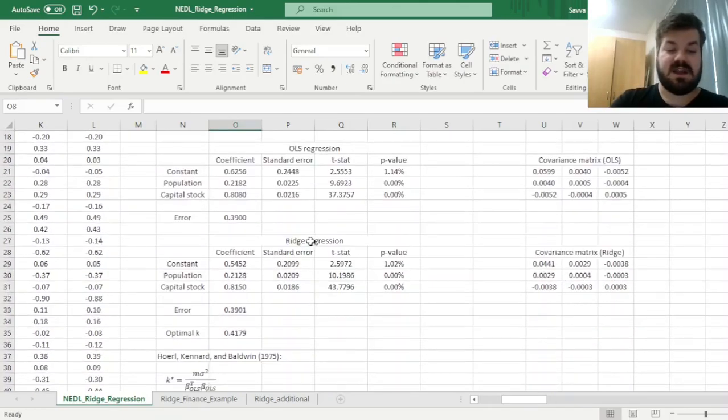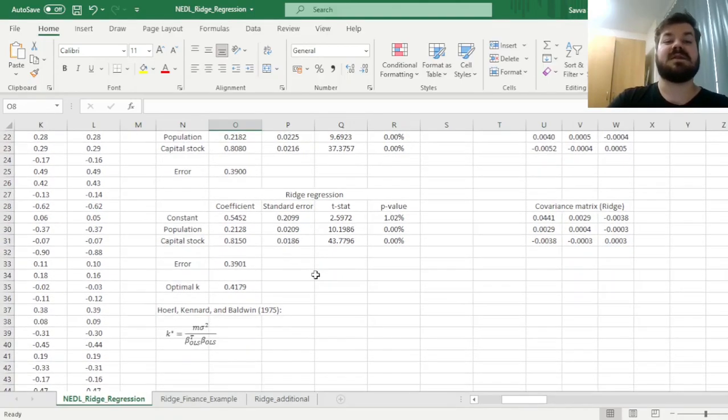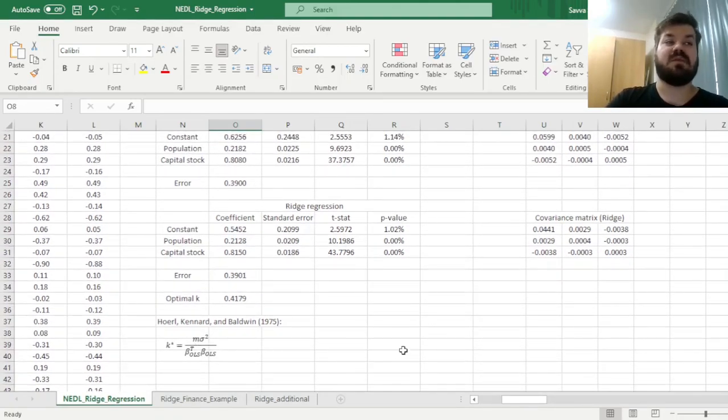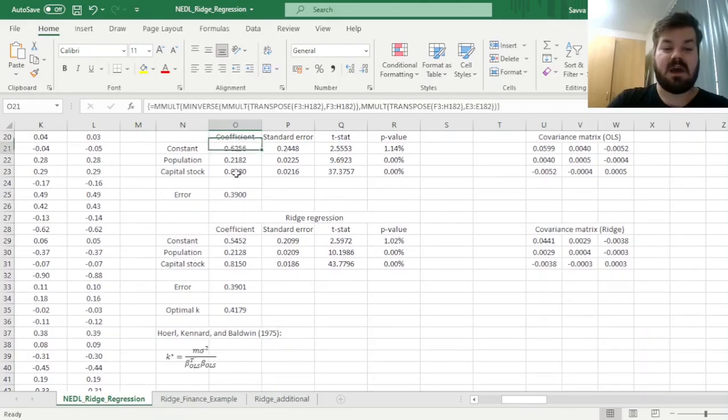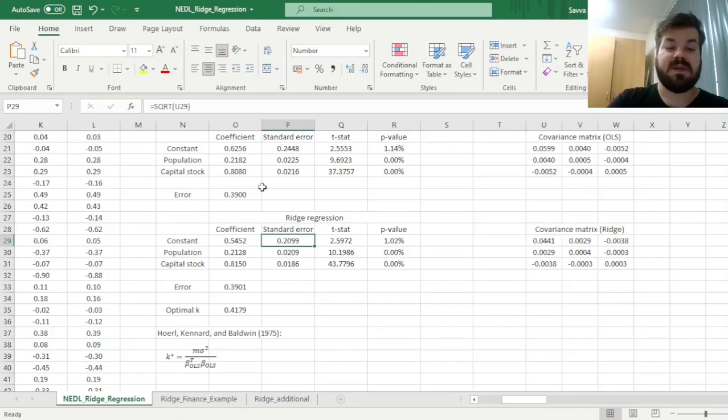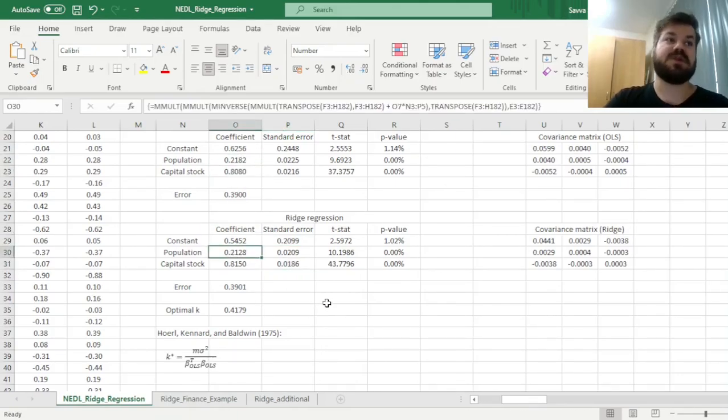And we would see how the ridge regression works with k parameter optimized using the Hoerl Kennard Baldwin technique. We can see that our constant is notably reduced and its variance have decreased quite a bit. And the same is true for the variances of two other independent variables. And in terms of our coefficients, the population coefficient, which is the elasticity of GDP by labor, is reduced slightly, whereas the importance of capital stock, the importance of capital in our production function, is increased.